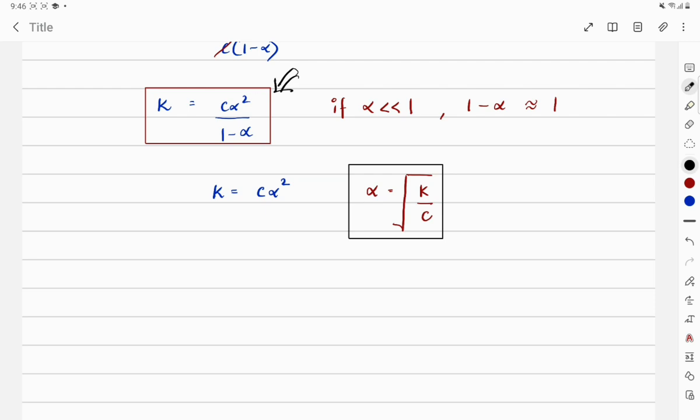That will involve solving a second degree polynomial, which will still be okay, but this way it is a bit more convenient and can save time, but it is only possible if alpha is very much less than 1. Now let's write what the terms involved are. Alpha, you know, is the degree of dissociation. K is obviously the equilibrium constant.